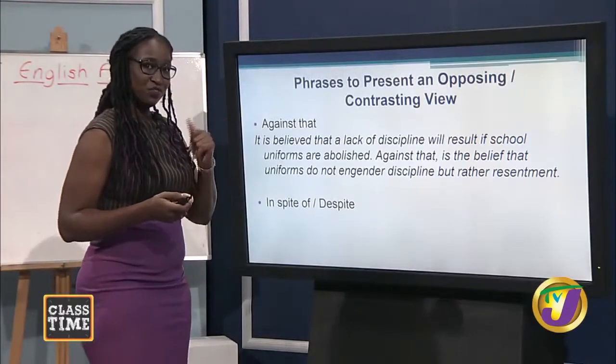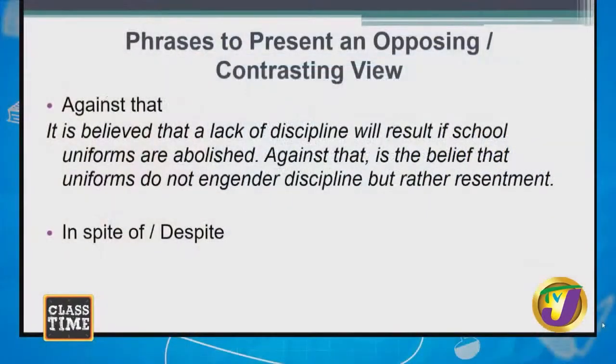So, first option for against that: it is believed that a lack of discipline will result if school uniforms are abolished. Against that is the belief that uniforms do not engender discipline, but rather resentment. So look at how you use against that. You have made a point. One thing is believed. However, there is another belief that is contrary or contradictory to it.